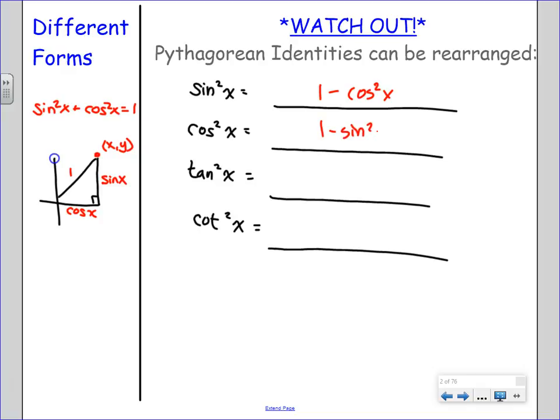I want you guys to go ahead and use the properties that you just wrote down, or maybe you have to turn to that page number. I want you to try to rearrange and say, okay, what could I say is tangent squared, and what could I say is secant squared?